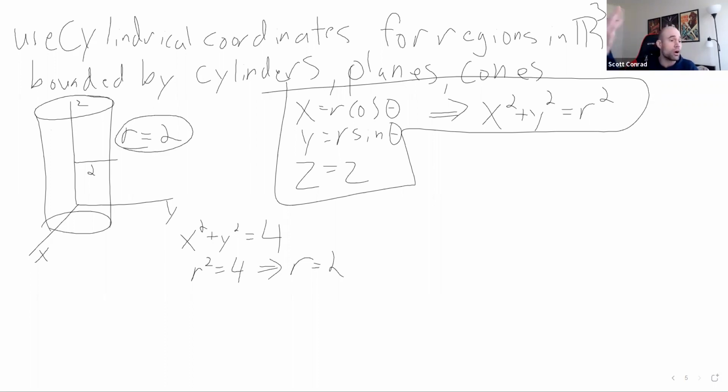So cylinders are going to be r equals, yeah, it's centered on the z-axis, correct. Cylinders are going to be r equals something.